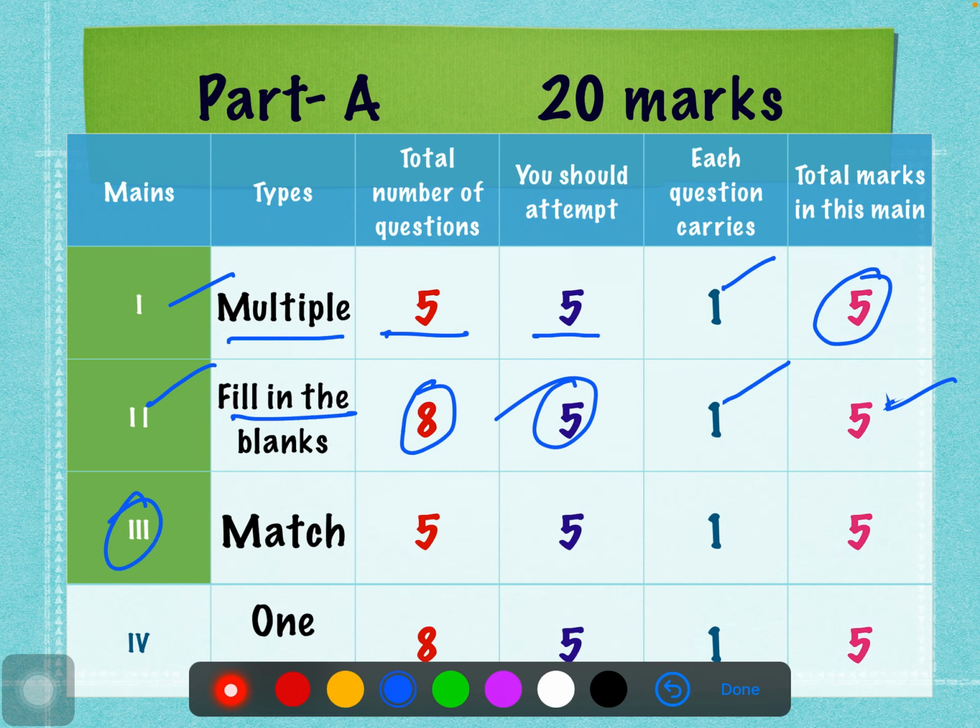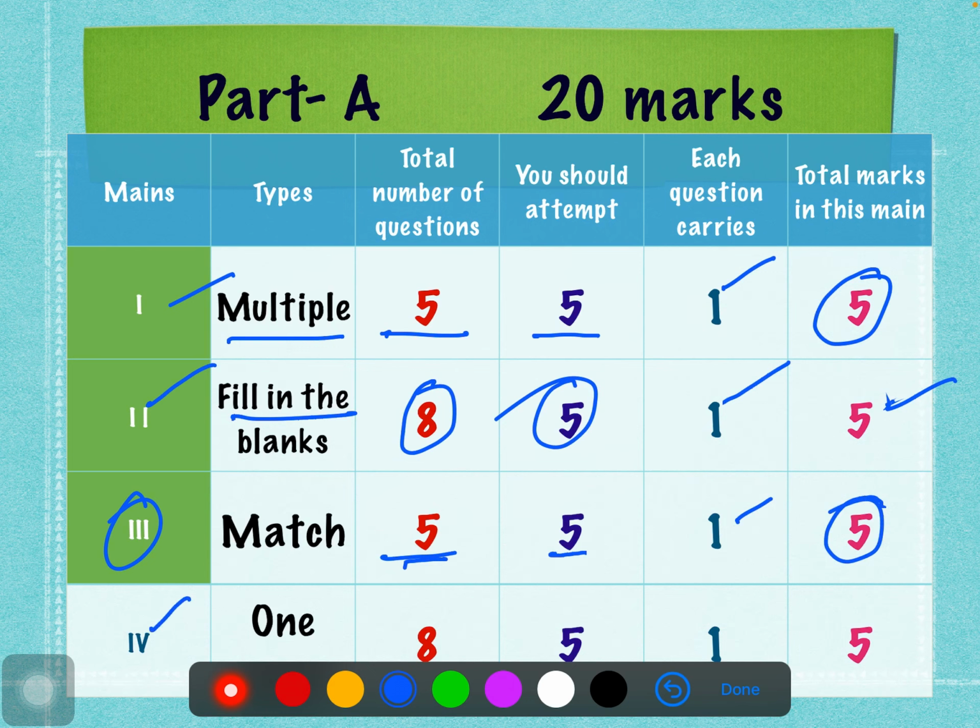And the third main is completely reserved for match the following. Just like the first main, multiple choice questions, in match the following also you will have the question and answer both in the question paper. You will have the question for which the right answers are there, so you have to choose which one is the right answer. In match the following, you have only 5 questions and you have to answer all 5. Each carries 1 mark and the complete marks you can score is 5 marks.